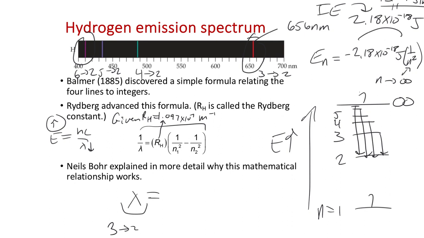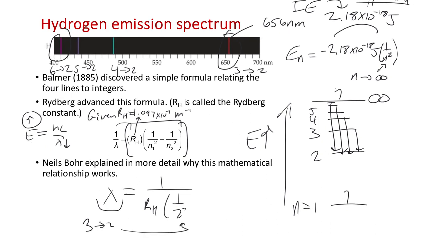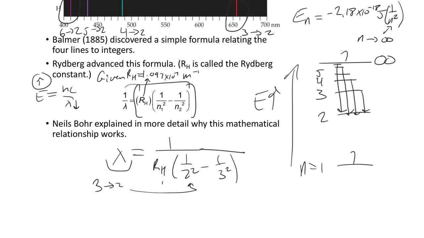So the wavelength should be equal to 1 over the Rydberg constant. I'm just dividing both sides by this, multiplying by the lambda to solve for lambda. So I'm going to divide by the Rydberg constant for hydrogen, and then times 1 over the n value squared. The n1 here is just a larger value, so I'm going to put the 2 in over here, 1 over 2 squared, and then minus 1 over 3 squared. And then I just need to plug in the R_H. Again, this is 1.097 times 10 to the plus 7 inverse meters.